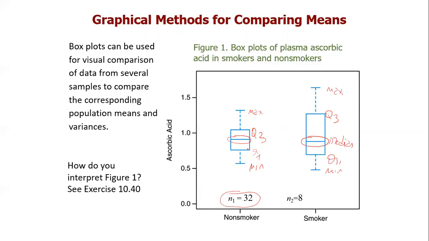When you just look at this plot, you say that this mean is very close to that one. So probably if you make a hypothesis test, we will not be able to reject the hypothesis which says mu1 is equal to mu2, because when you look at the plot, they are very close to each other.